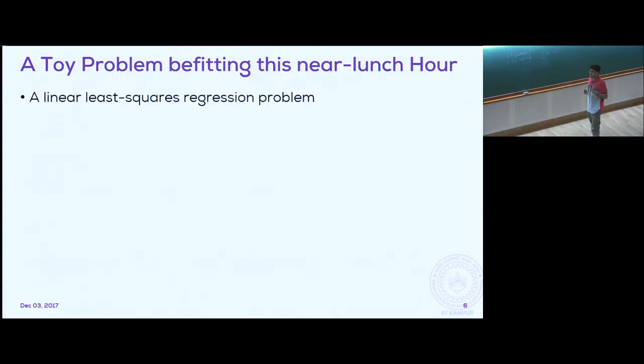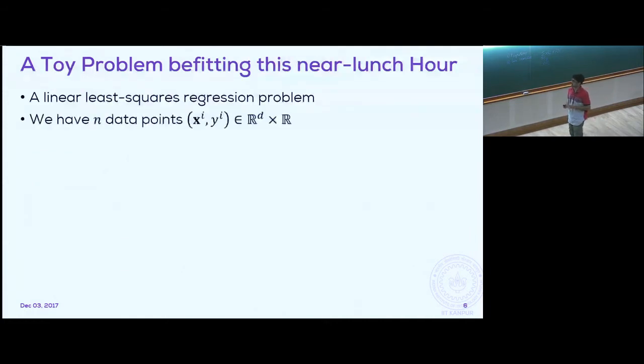I don't want to start on something very, very ambitious. So let's look at a very, very toy version of this problem. I'll just look at linear least squares regression for now. I have data points. Each data point is a pair of a covariate vector in R^d and a response, which is a real valued number.